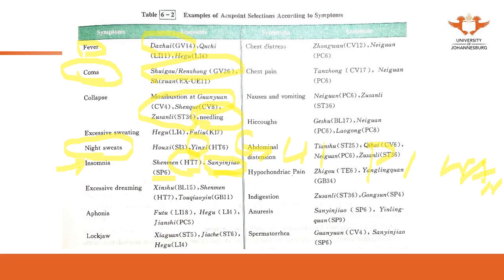Excessive dreaming is from the heart, so you're going to treat the heart. Xinshu is the back shu point of the heart, UB15. Heart 7, Houxi, UB11.